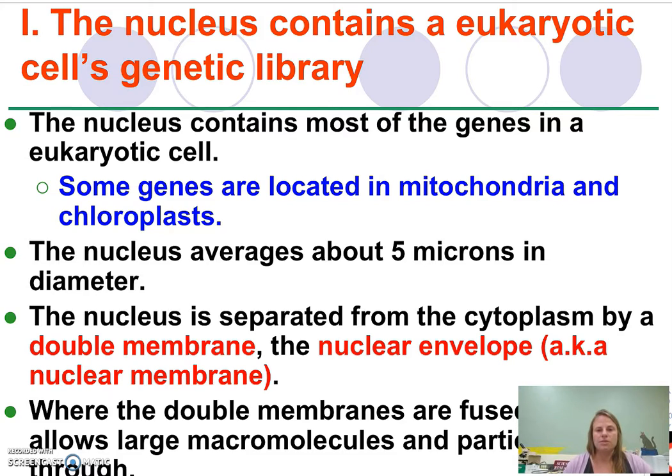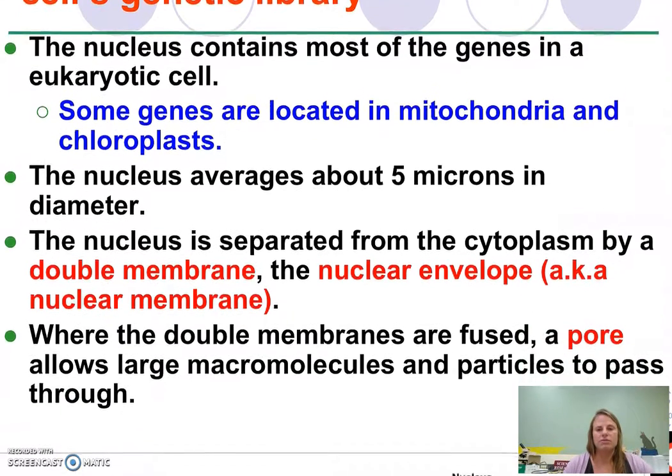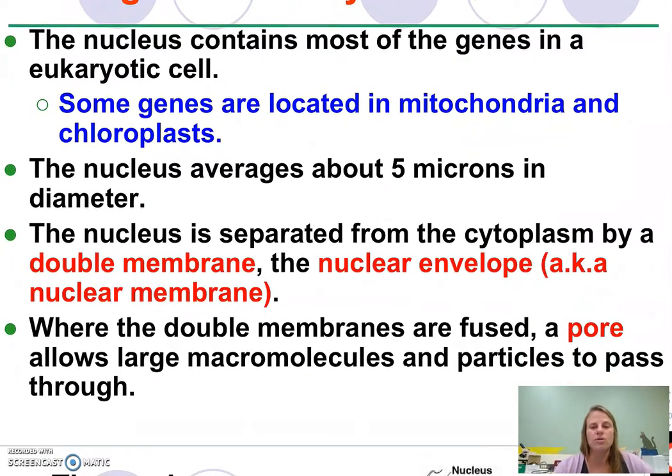The nucleus is separated from the cytoplasm. It's surrounded by a nuclear envelope, also known as the nuclear membrane, and it's made out of a phospholipid bilayer, hence double membrane. Within the double membrane, you have pores, which are holes. That's what allows macromolecules, particles, messenger RNA to travel through the nuclear membrane.